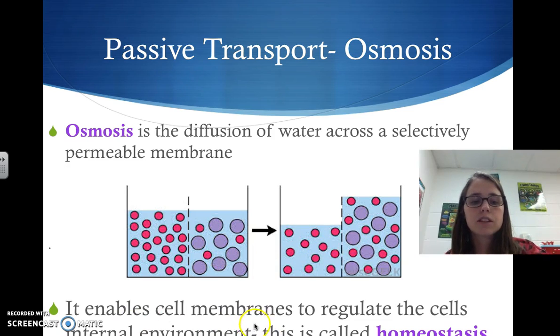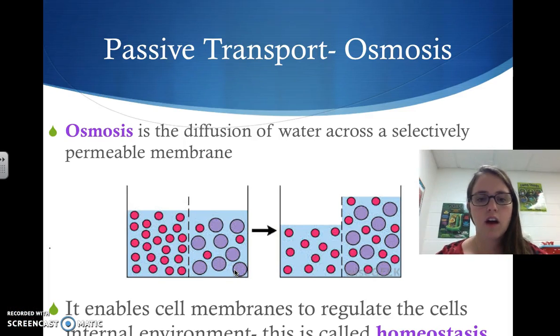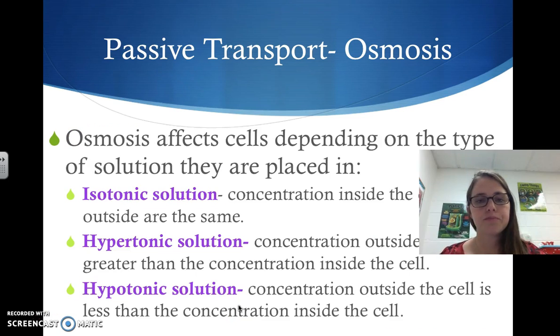So this enables the cell membrane to regulate its cell's internal environment. Remember, regulation of the internal environment is called homeostasis. Okay, so again, if you see the water molecules here and the water molecules here, there's a lot more here, and over time they'll move so that there is more on the other side, okay? Now, osmosis also affects cells depending on the type of solution that they are placed in.